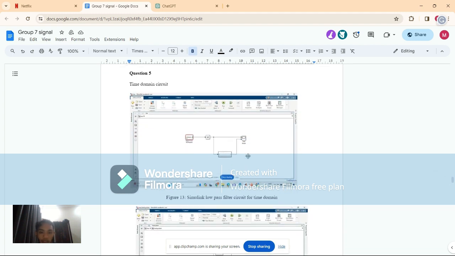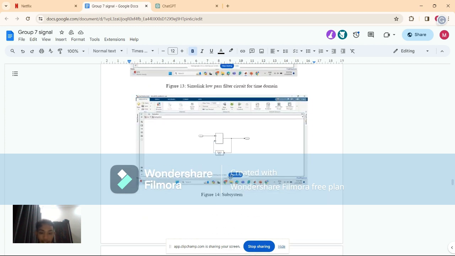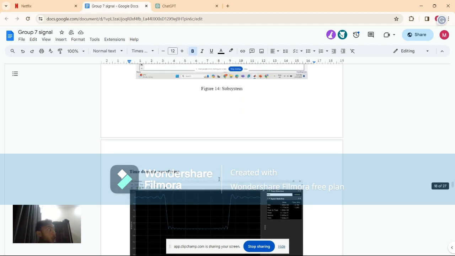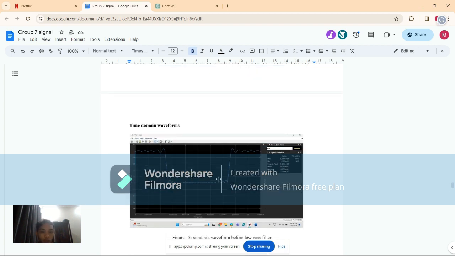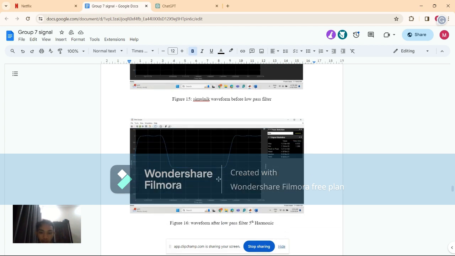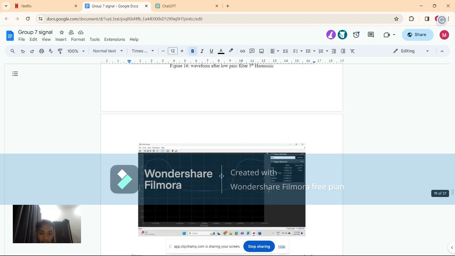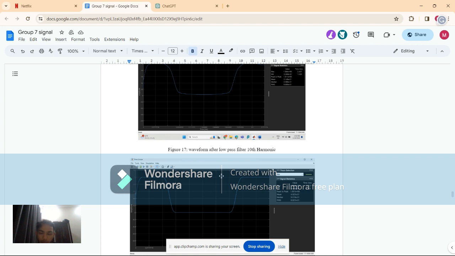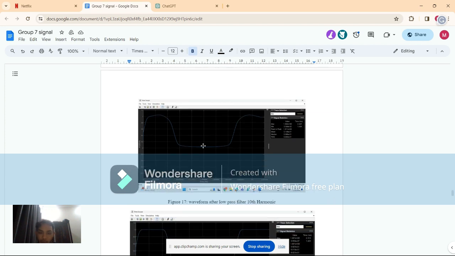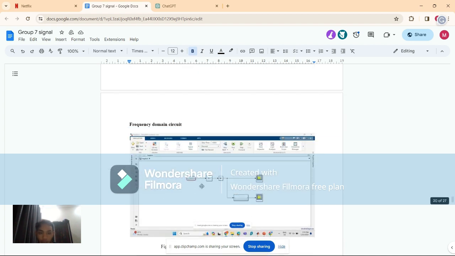Question 5, time domain circuit. This is a Simulink low pass filter circuit for the time domain, and it is a subsystem. Time domain waveform: the Simulink waveform before the low pass filter. Then the waveform after the low pass filter with 5 harmonics, then the waveform after the low pass filter with 10 harmonics, and then the waveform after the low pass filter with 20 harmonics.